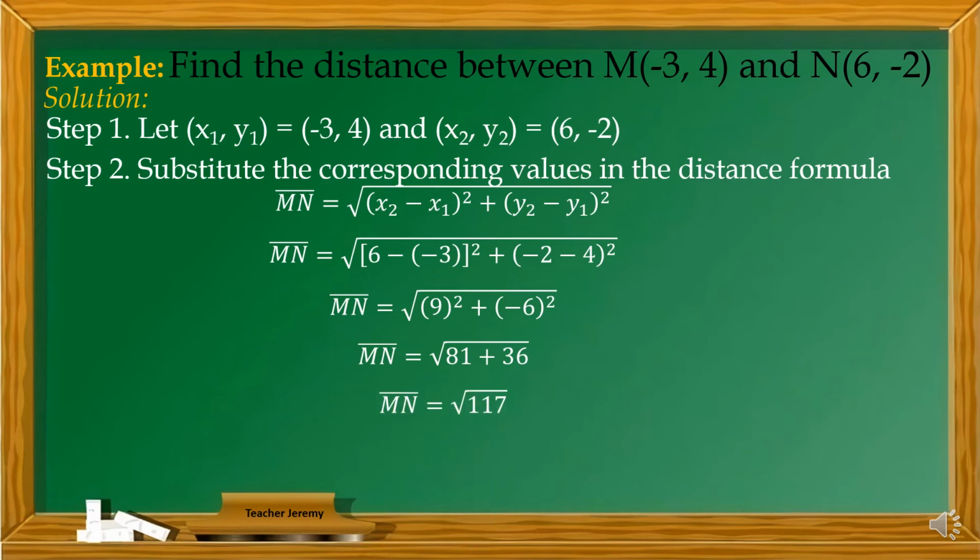So, square root of 117, since this is not a perfect square, you're going to find the factors of 117 that has a perfect square. And that is 9 and 13. So, 9 times 13, that is 117. So, since 9 is a perfect square, you can get the square root of 9. So, square root of 9 is positive 3. And copy square root of 13. So, meaning to say, the distance between these points, M and N, is 3 square root of 13 units.